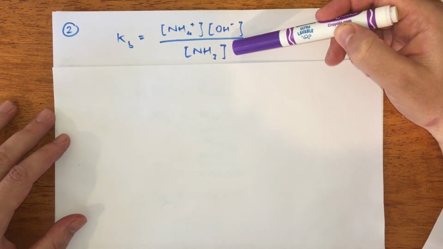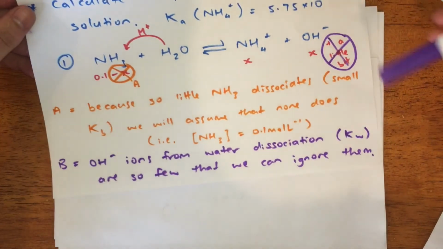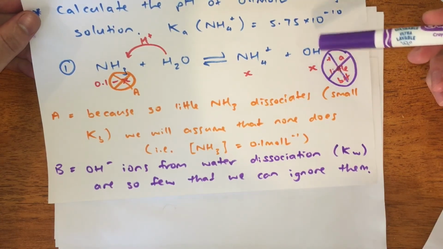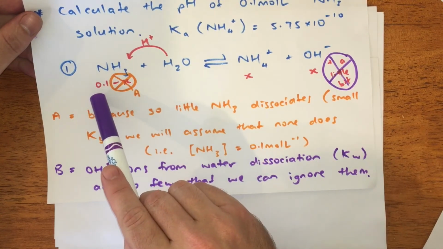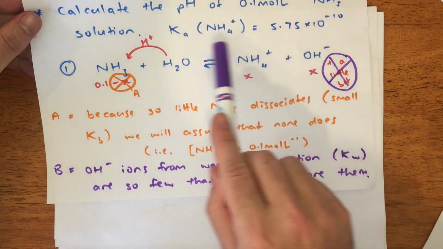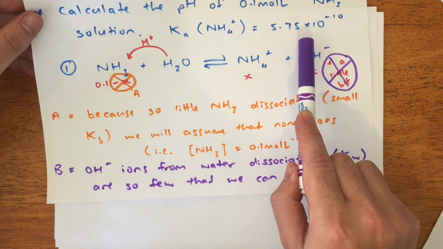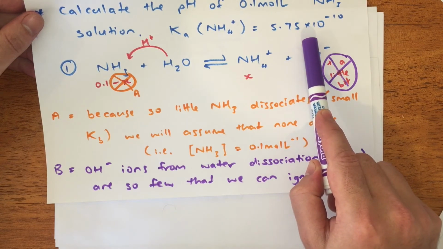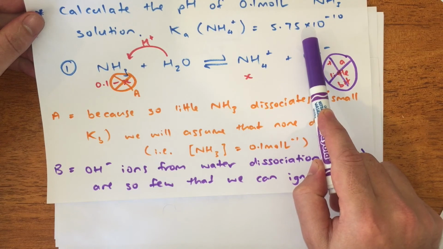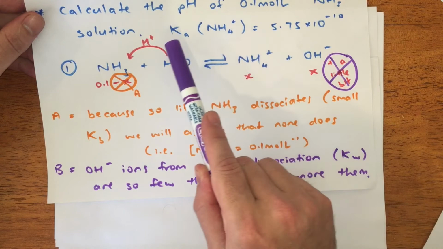Step 3 is to substitute in our values. So what values do we have? Well, we've got OH-, we're going to call it X. We've got NH4+, we're going to call it X. We've got NH3, we're going to call it 0.1. We don't have a Kb. What we do have is the Ka for the corresponding weak acid. This is fairly standard for an exam question for calculating the pH of a weak base. They often give you the Ka of the conjugate acid. So our first step is going to be turning that Ka into a Kb.